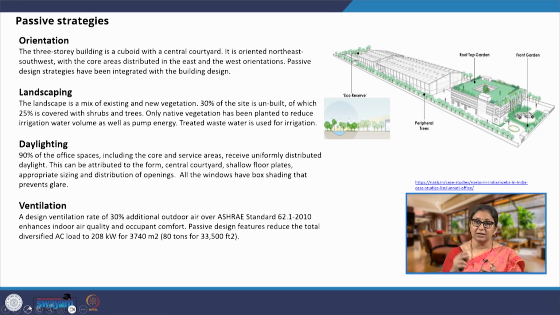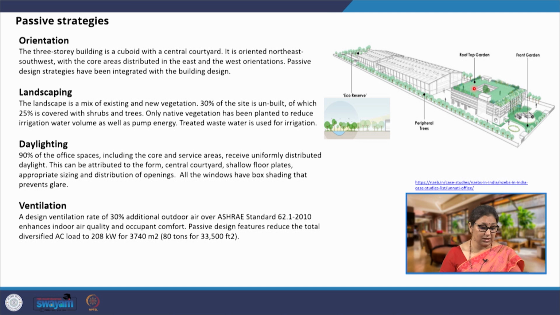So, what they have done? They have cut a courtyard which has enabled shallow, narrow floor plates, thereby enabling penetration of daylight from both the sides. So, if you see here, every part of this floor plate is actually getting lighting from both the sides, from this side and that side. So, the width of the floor plate is very narrow, that is what they have maintained.